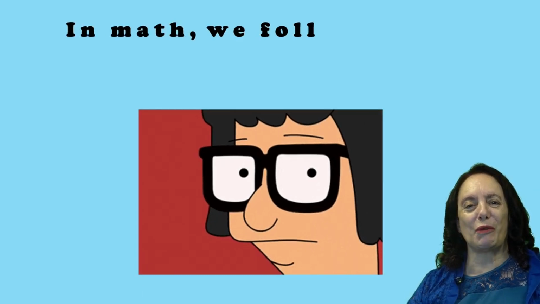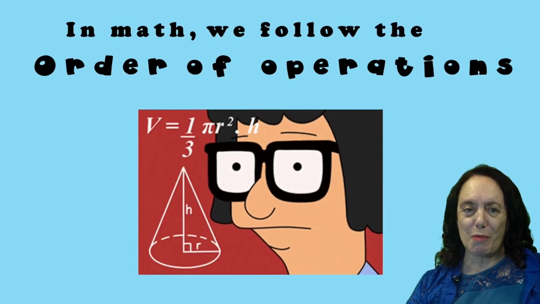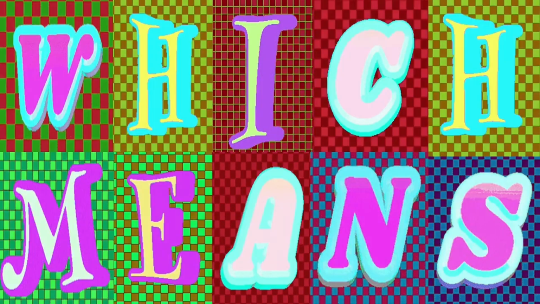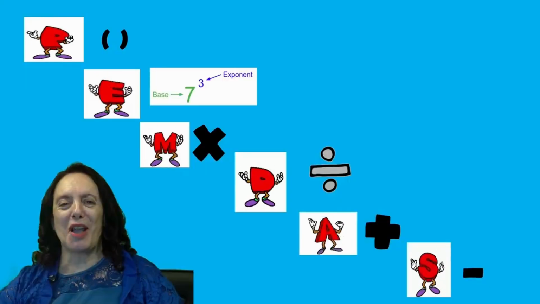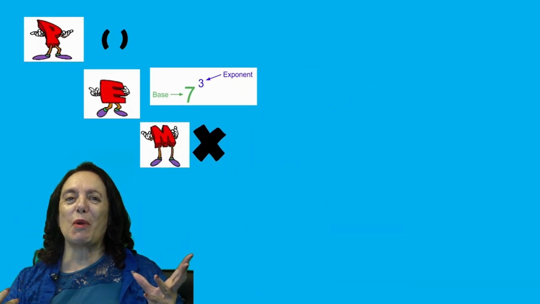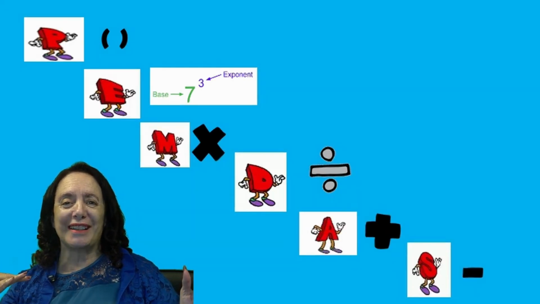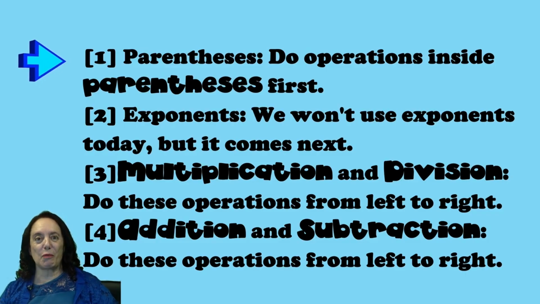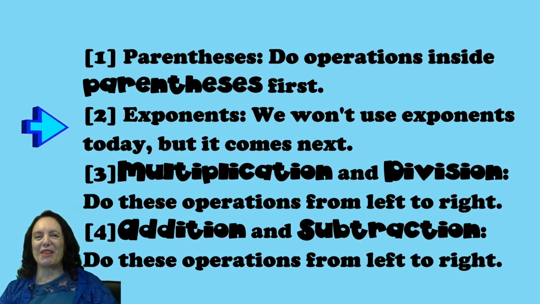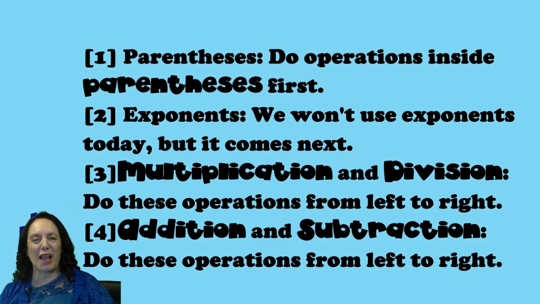Yep, in math, we follow the order of operations, which means we use PEMDAS. P is for the parentheses, E is for exponent, M is for multiplication, D is for division, A is for addition, and S is for subtraction. Let's review. First we have parentheses followed by exponents, but we're not doing those today. Then we have multiplication, division, addition, and subtraction.